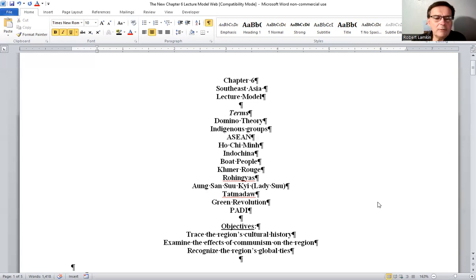Green Revolution is new mechanization in the region that fostered good, up-to-date irrigation practices and just raised agricultural production. And paddy is rice cultivation, one of the major sources of cultivation in that particular region.